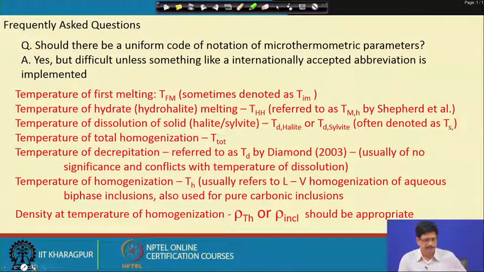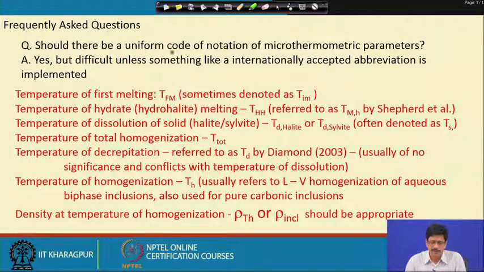And there is also sometimes one issue which usually comes up, that we are reporting the different microthermometric parameters. Should there be a uniformity in, for example, the way mineral abbreviations are accepted, as has been agreed upon by some kind of an international convention, that this particular abbreviation should be used whenever reporting is being done in any scientific publication?